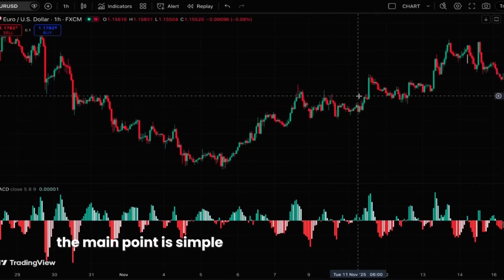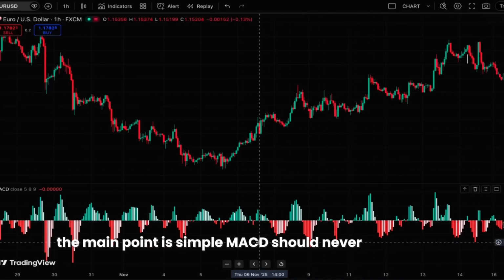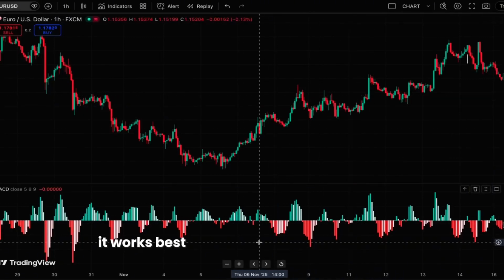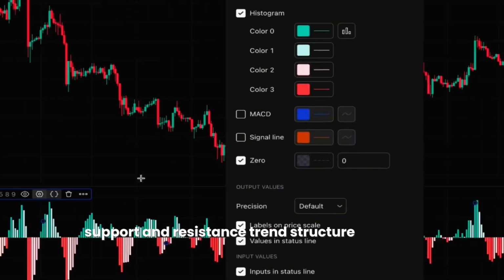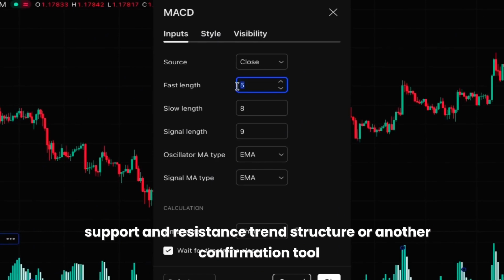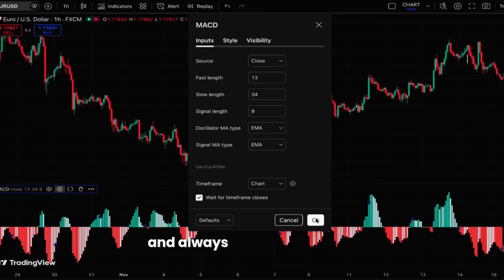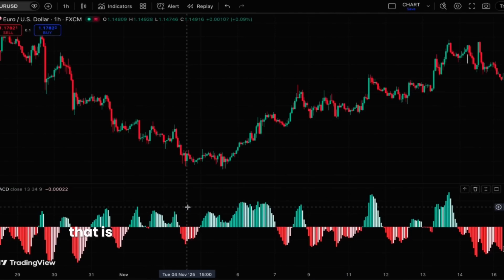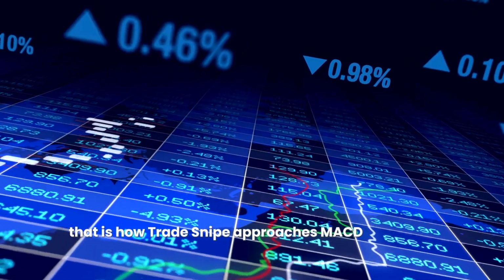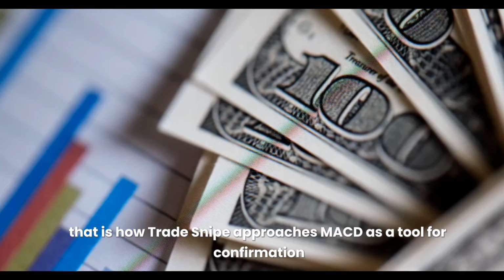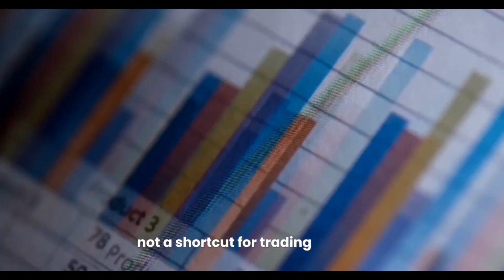The main point is simple: MACD should never be used alone. It works best when combined with price action, support and resistance, trend structure, or another confirmation tool. Use the settings that match your purpose, and always test them in context. That is how TradeSnipe approaches MACD as a tool for confirmation, not a shortcut for trading decisions.